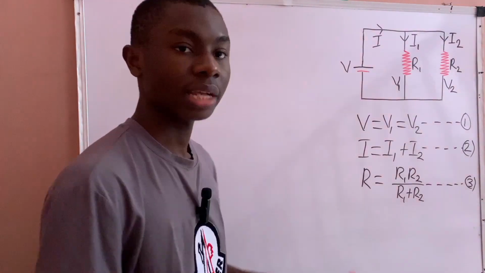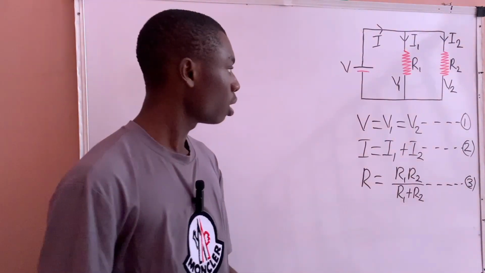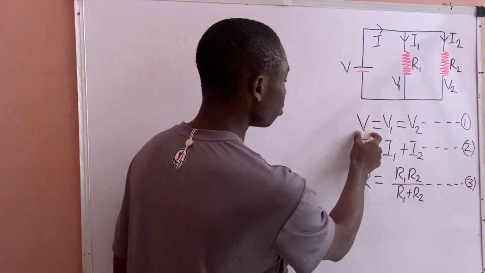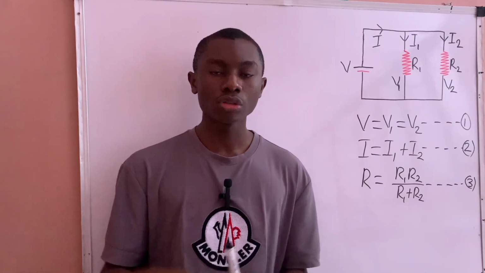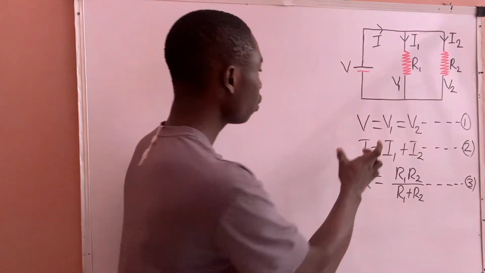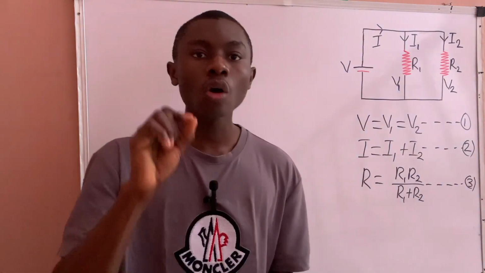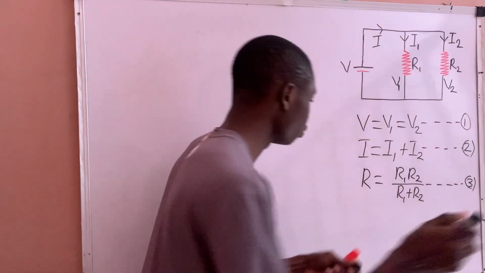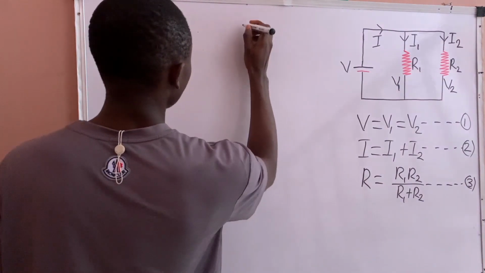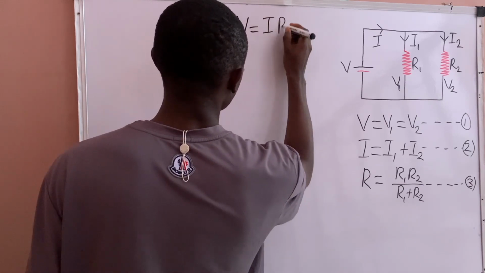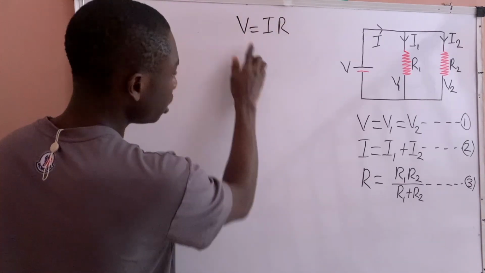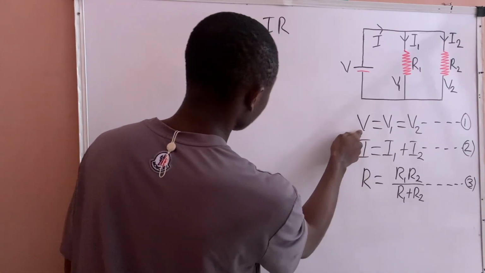So here are the properties of a parallel circuit. Since voltage is the same in a parallel network, our aim is to look for the value of voltage. So by looking for this value of voltage, we will recall Ohm's law, which states that V is equal to I R. This V is the value of voltage that is the same.